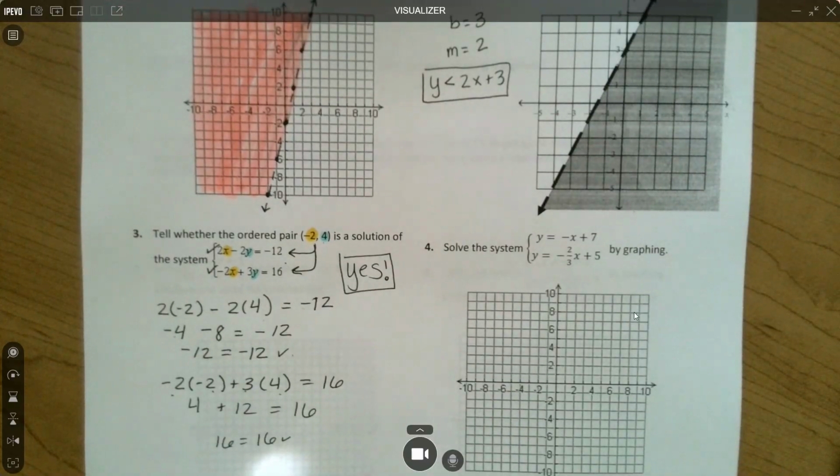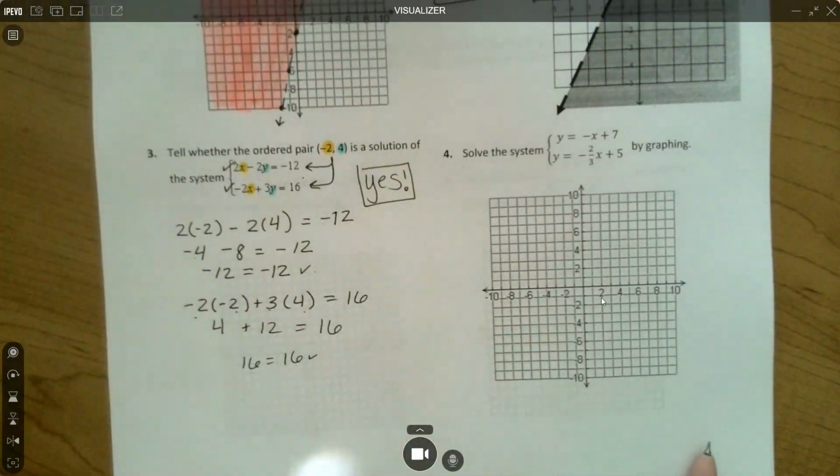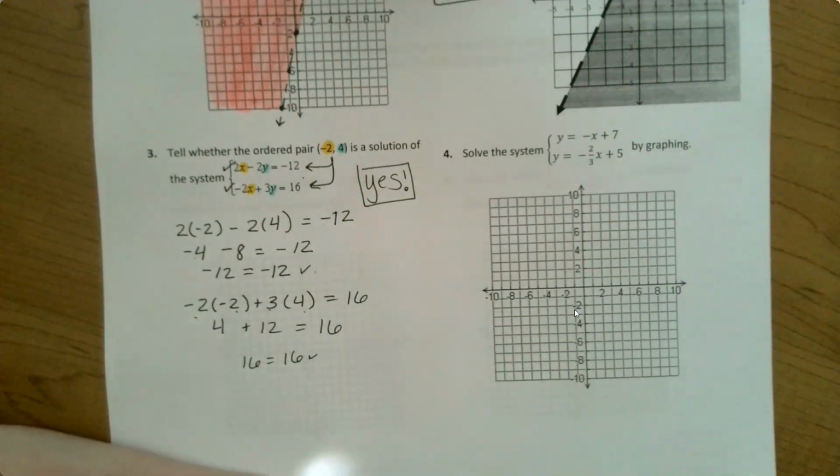Number 4, solve the system by graphing. So we're going to graph this by hand, and then we'll double check with Desmos. Again, you have Desmos the entire time, so you can use it the entire time.